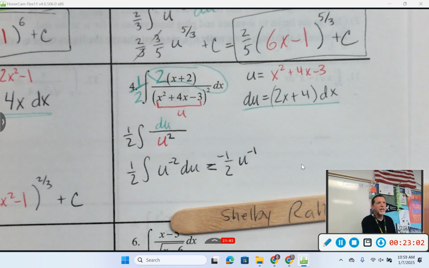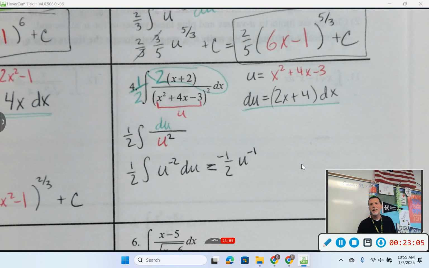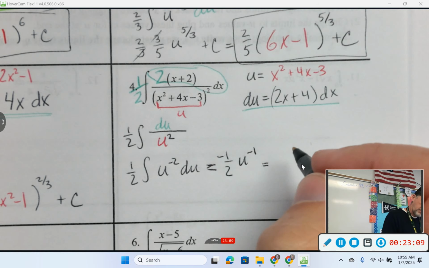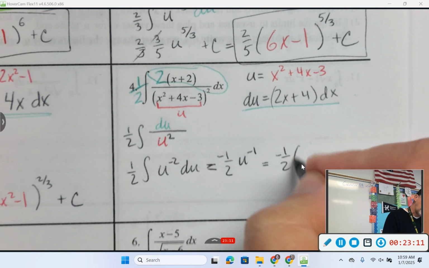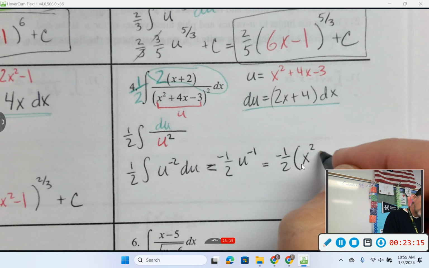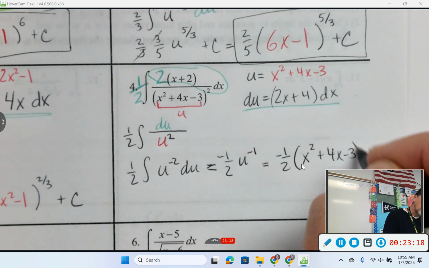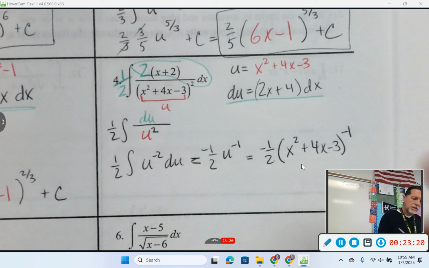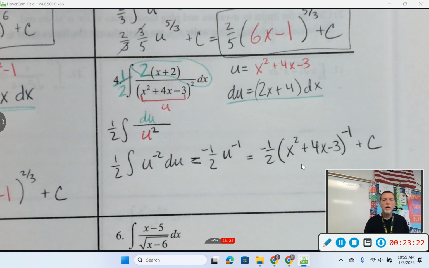Negative 1, u to the negative 1. U to the negative 1 divided by negative 1. So negative 1/2. And then let's put the x stuff back in there. X squared plus 4x minus 3 to the negative 1. Almost forgot the plus c.